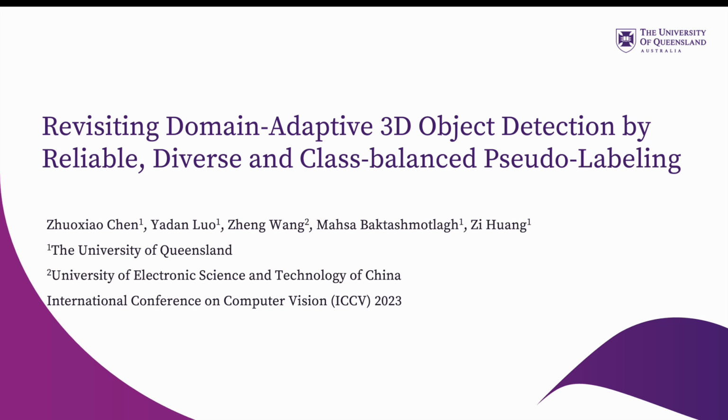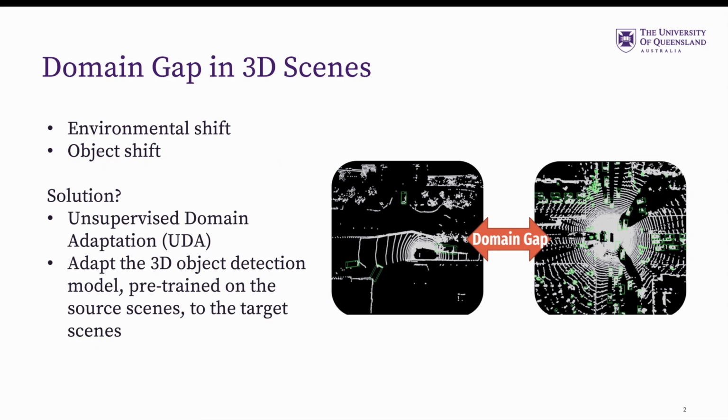In this work, we address performance degradation of 3D object detectors when deploying in cross-domain environments. Let's begin by discussing the primary reason behind the failure of 3D detectors when test point clouds differ significantly from the training data: the domain gap. This gap arises from a combination of environmental and object shifts within different 3D scenes.